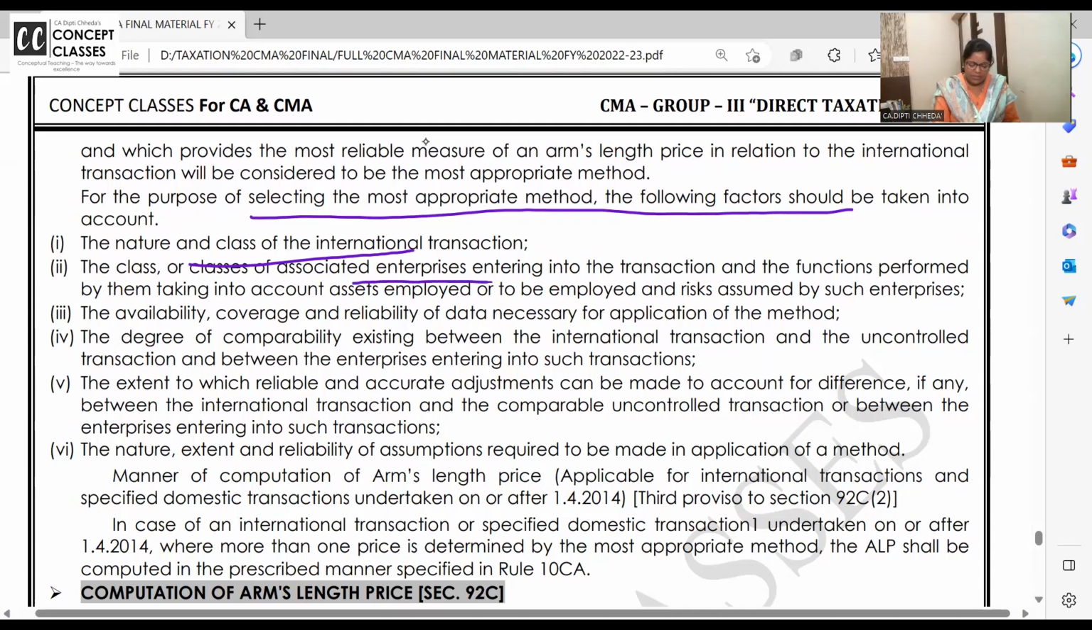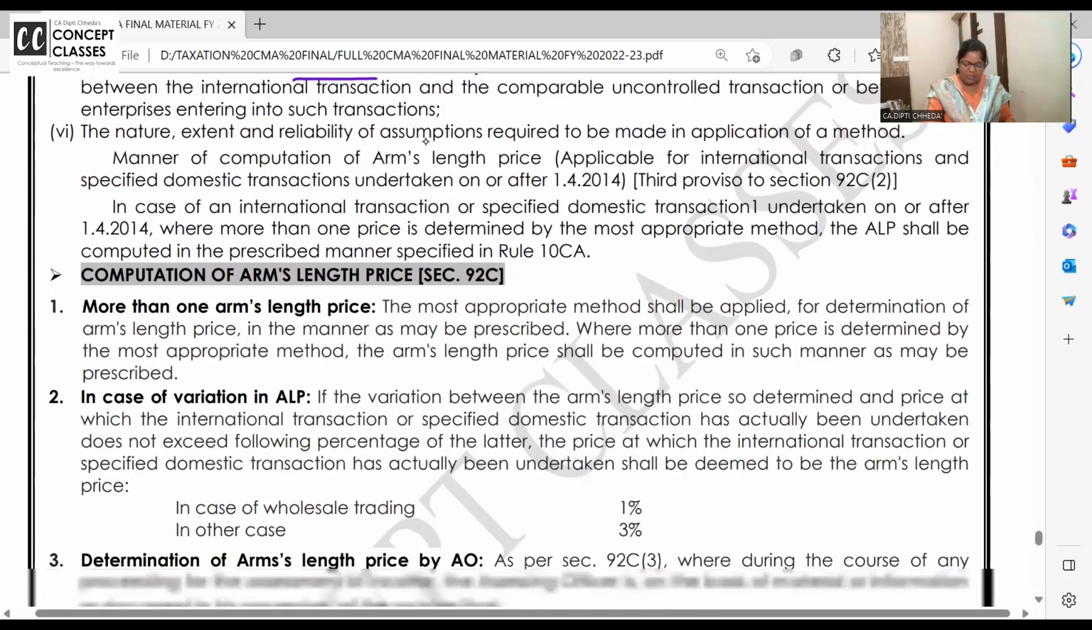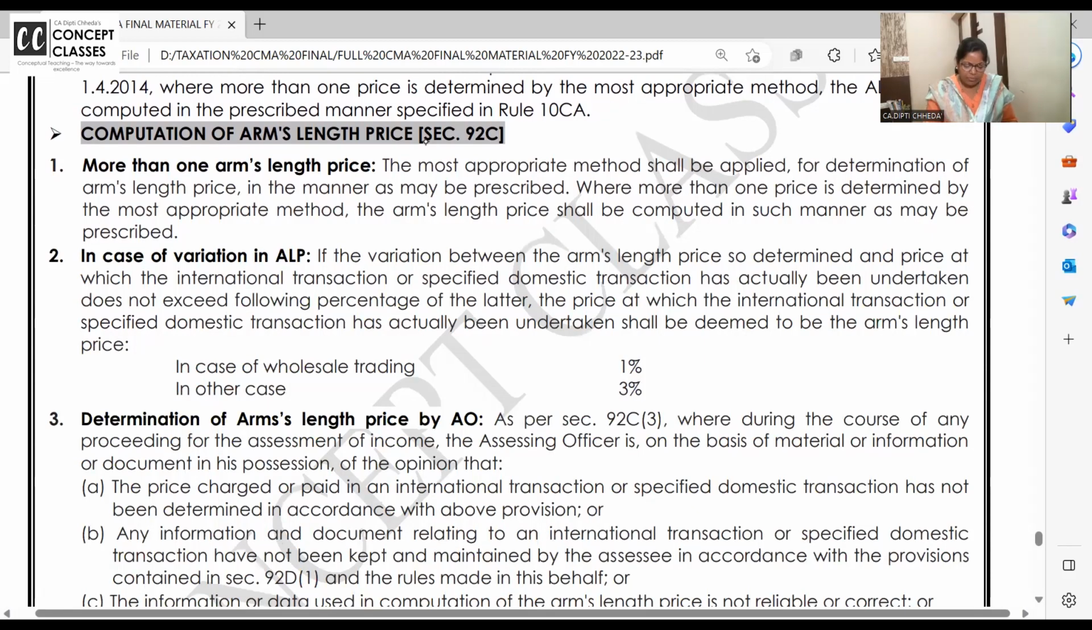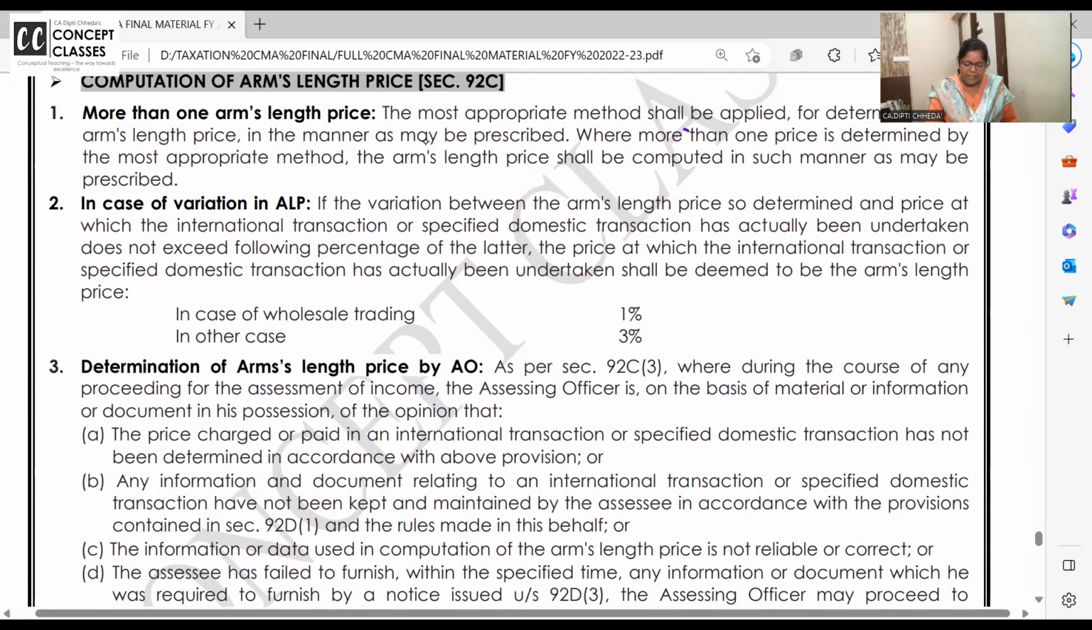What kind of transactions are they? Availability, coverage, and reliability of the data, degree of comparability, extent to which reliable and accurate adjustments can be made. How much data you know, what is its validity, what is the nature of the transaction, that will help you decide. Now this is important for objectives. Most appropriate method shall be applied in a manner as may be prescribed, where more than one price is determined as appropriate. Okay. If the variation between the ALP so determined and the price at which the international transaction has actually been undertaken does not exceed the following percentage, then the price at which the transaction has been undertaken shall be deemed to be arm's length price. Now what is this?